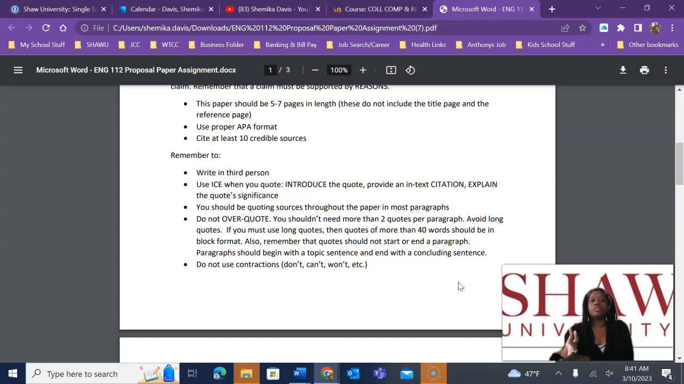So do not just slap a whole bunch of quotes in there. Make sure that you are not overquoting. You should not have more than 2 quotes per paragraph, and try to avoid long quotes, okay? If it is more than 40 words, it should be in block format. So make sure you are using APA format.